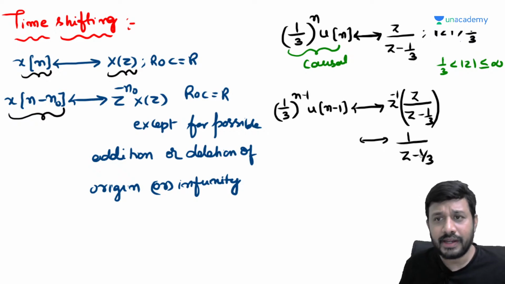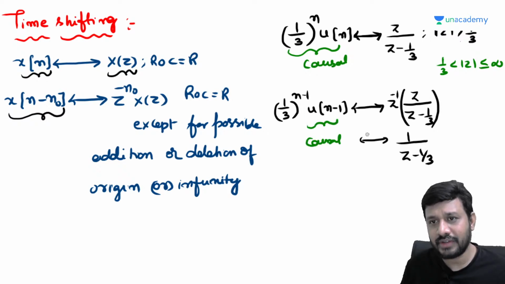Now what is the ROC? If you observe, 1 by 3 whole power n minus 1 u of n minus 1 is still a causal signal, because it is 0 for n less than 0. It is a causal signal. So this ROC is maintained.